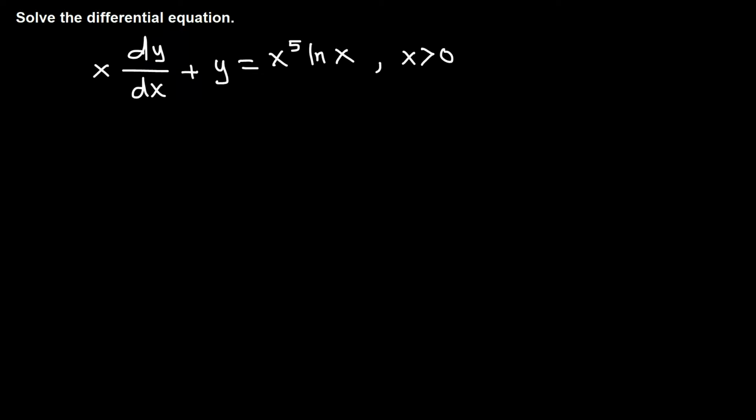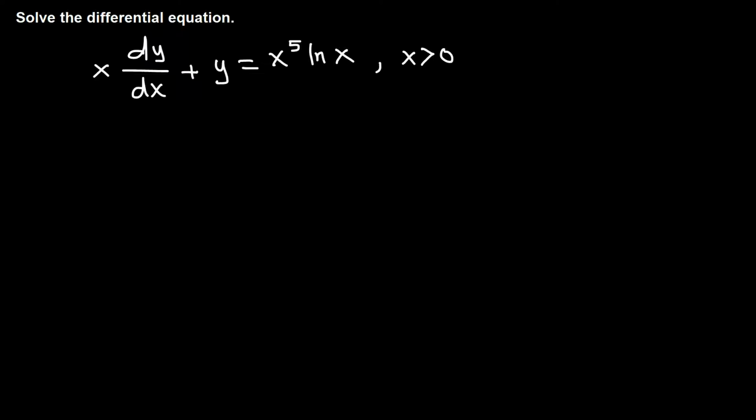Solve the differential equation. So we have this equation and it says x is positive. Okay, makes sense because of the natural log of x. Due to this plus y, we cannot separate the variables, so this is not separable. Okay, so let's try to see if it is linear.